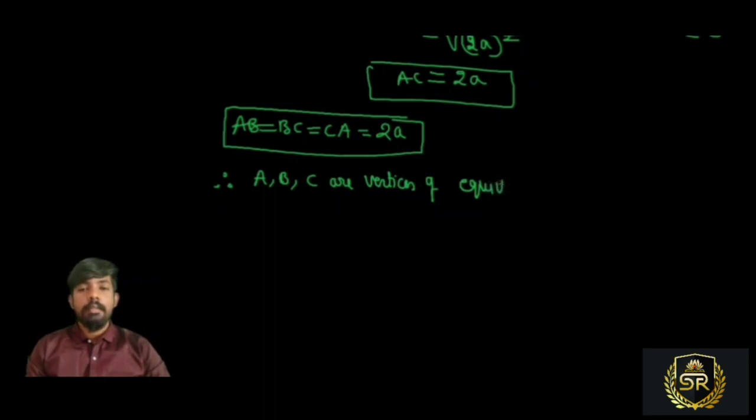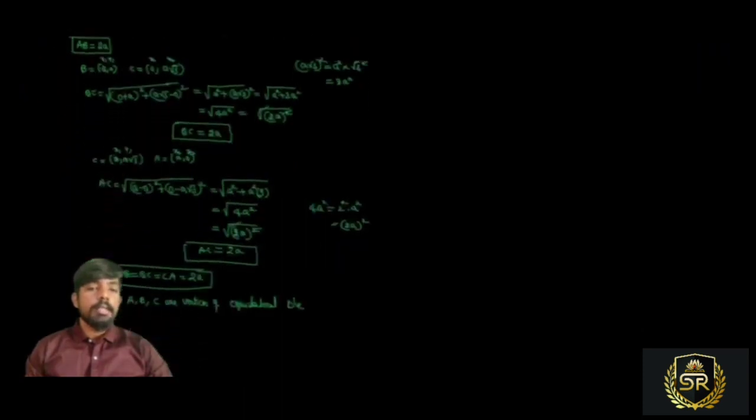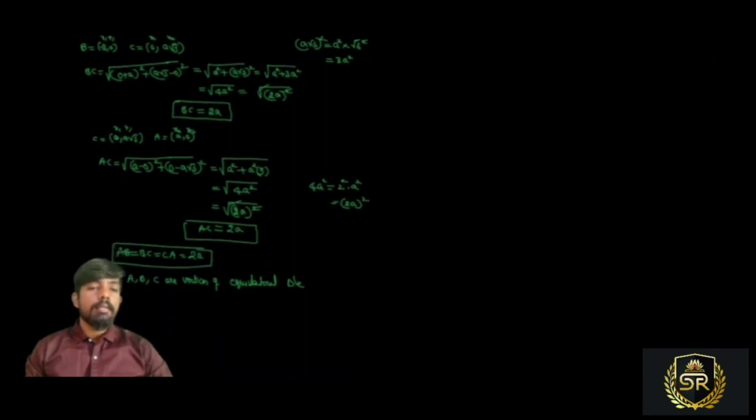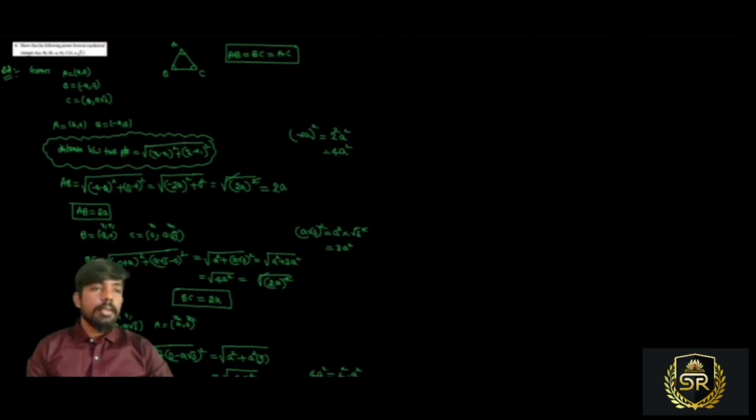Equilateral triangle. Okay, see once again, here the question is given. We just wrote the given part, ABC. We found AB distance 2a, BC distance 2a and CA distance 2a. Therefore, we can say that all distances are equal and sides are equal. Therefore, ABC are the vertices of an equilateral triangle. He is asking to show that the points form an equilateral triangle, so we proved that.